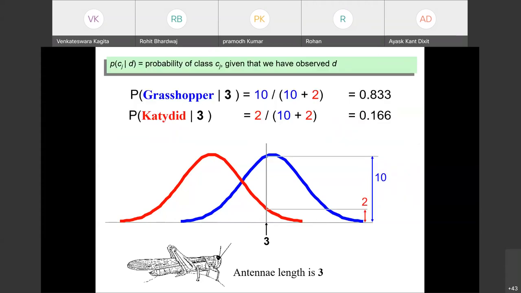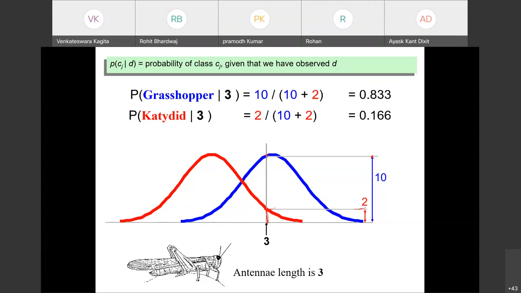So what is the probability of grasshopper given antenna length 3? If you see the distribution with this antenna length 3, how many katydids do we have according to this distribution? We have got 2 katydids, and according to the same distribution, the number of grasshoppers is 10. So what is the probability that it is a grasshopper according to this distribution? The total number of insects with antenna length 3 is 12 according to the distribution.